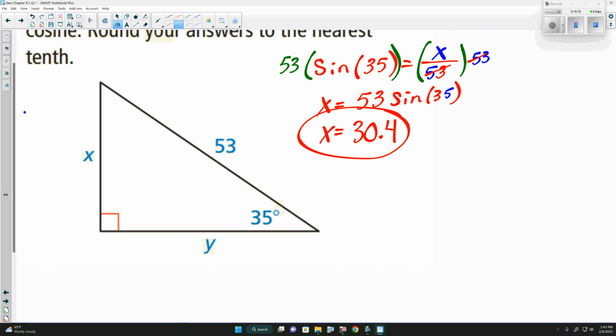Do we have to round it when we do it? If it asks for it, because I think for these here, it's asking us to round to the nearest tenth.